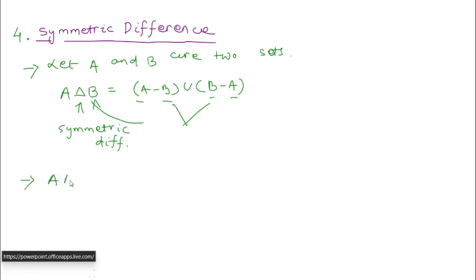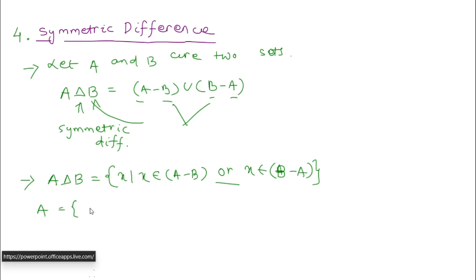It can be represented in set builder form as follows: X such that X belongs to A minus B, or X belongs to B minus A. As we know, in case of union we use the word or. So this will be the set builder representation of the symmetric difference between two sets. Let us take an example.